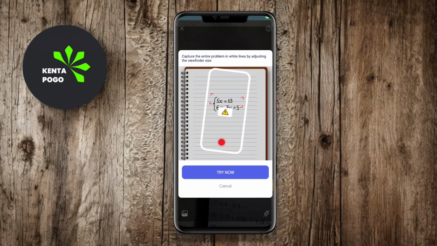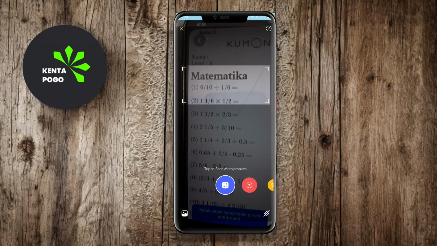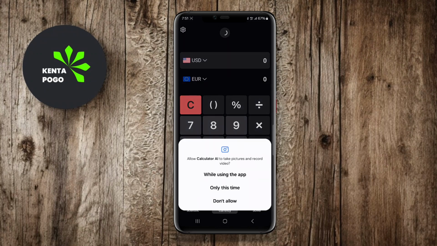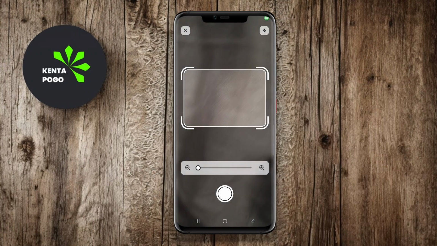In today's video, we're going to explore the top 3 Homework Helper AI Math Solver apps for Android that can make tackling math problems a breeze. Let's get started.